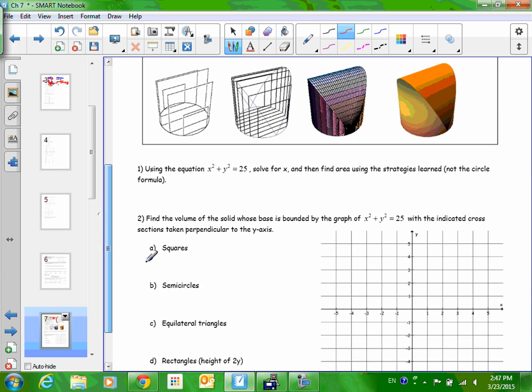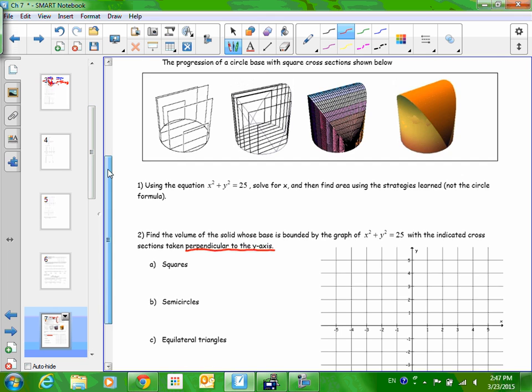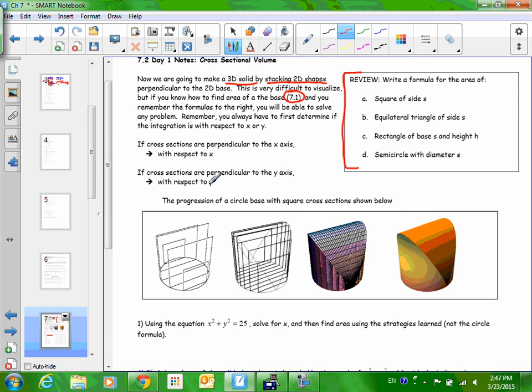So I'm going to skip all the way down to here. See how this says perpendicular to the y-axis? Think about what that means. That means a horizontal rectangle, which means with respect to y. So you're going to look for this word, perpendicular to what axis? That's going to tell you whether you're with respect to x or with respect to y.